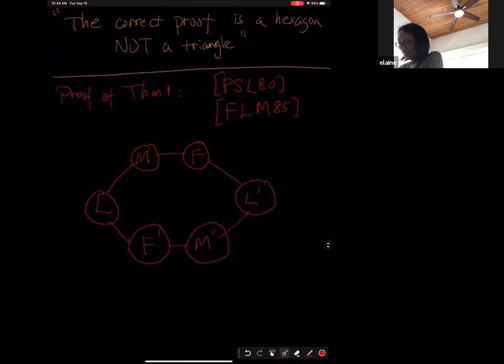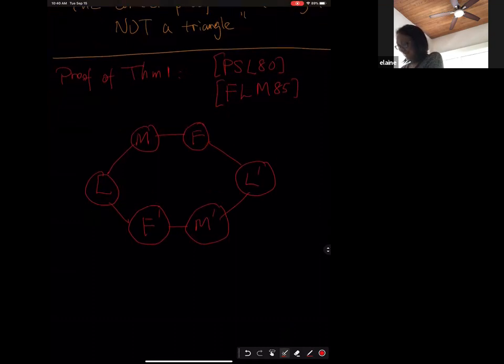You may have noticed that the initials are also consistent with the author's names, FLM. Okay, so that's the hexagon, and the F is the sender. So there's F and F prime. F receives the input 0, and F prime receives the input 1.